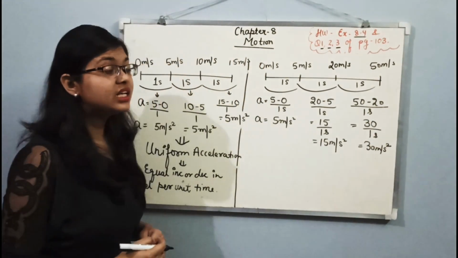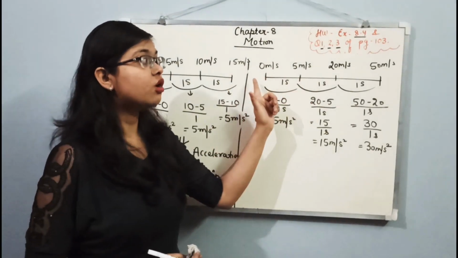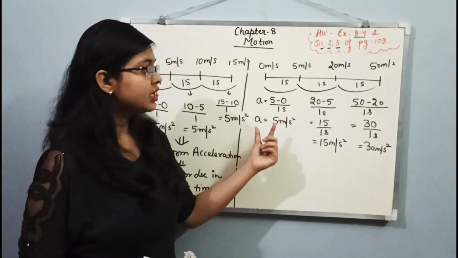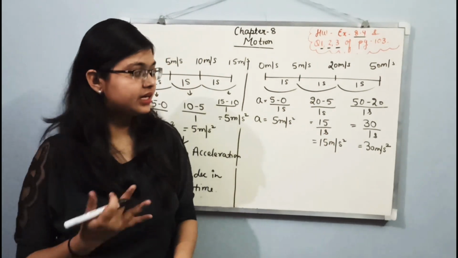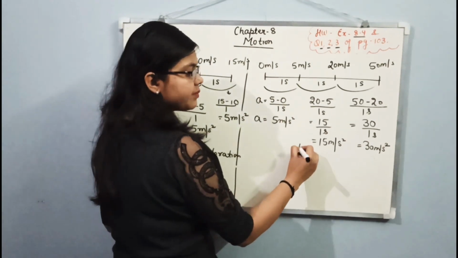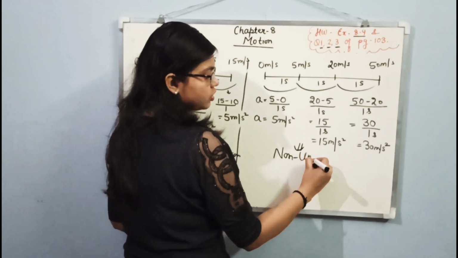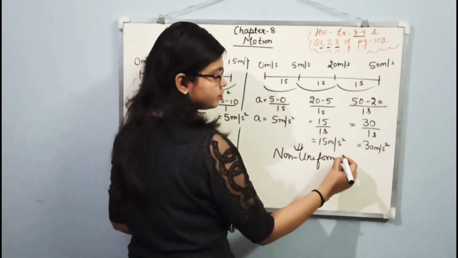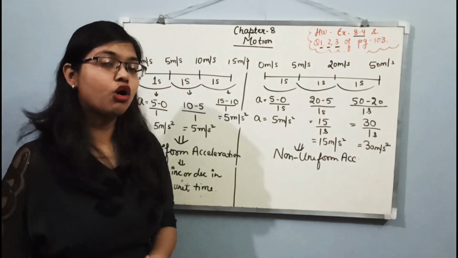So students, you can clearly see here that the velocity is not increasing uniformly. It is non-uniform. Sometimes it is 5, sometimes it is 15 and it is 30. So such type of acceleration is known as non-uniform acceleration.